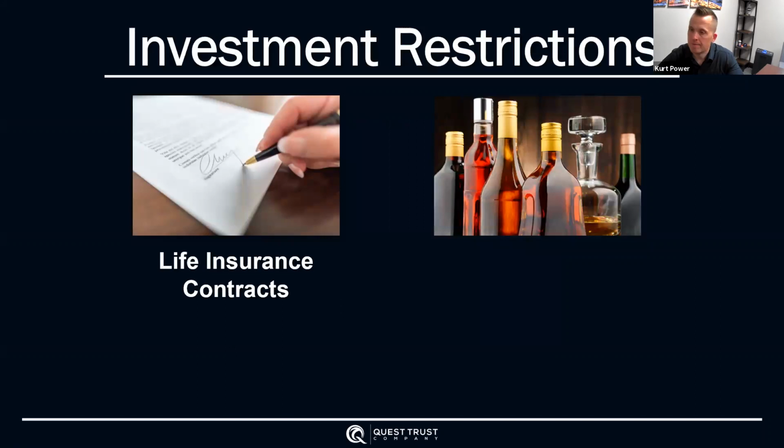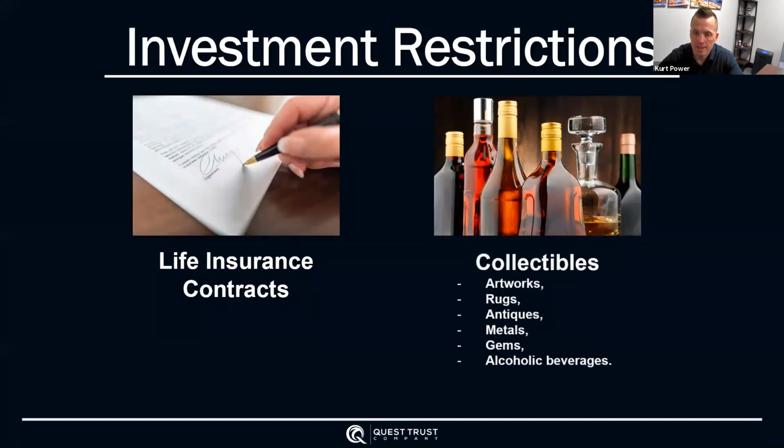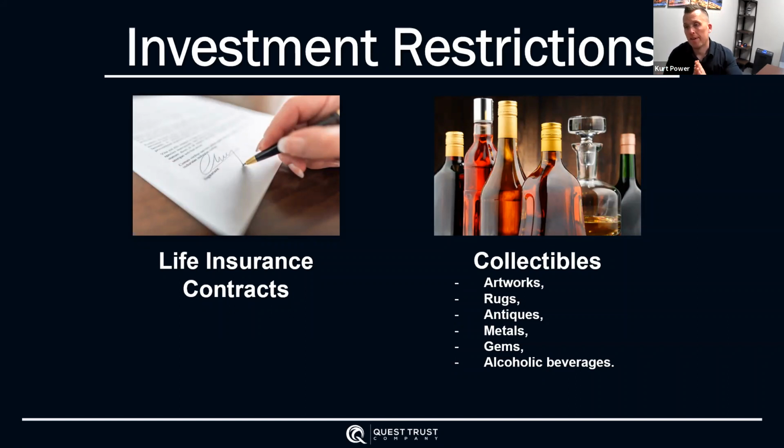Investment restrictions, it's very simple. Life insurance contracts, collectibles. What's a collectible? Artwork, classic cars, antiques, metals, baseball cards, alcohol. That vintage wine collection that you so desperately want can't be paid for with your IRA. And I like to joke with a friend of mine that's into baseball cards and collecting bourbon. It's like, man, if you're using your funds to collect baseball cards and buy booze, we got to have a separate conversation, man.